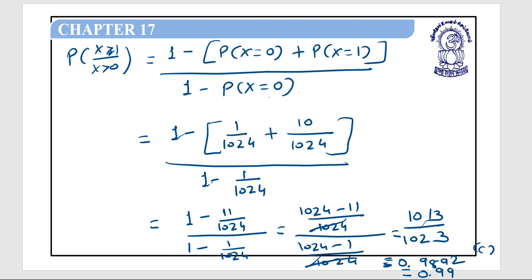1024 cancels. So 1013 upon 1023 is equal to 0.9892, which is approximately 0.99. So this is the right answer of question number 4. So 0.99, option C, is the right answer of question number 4.